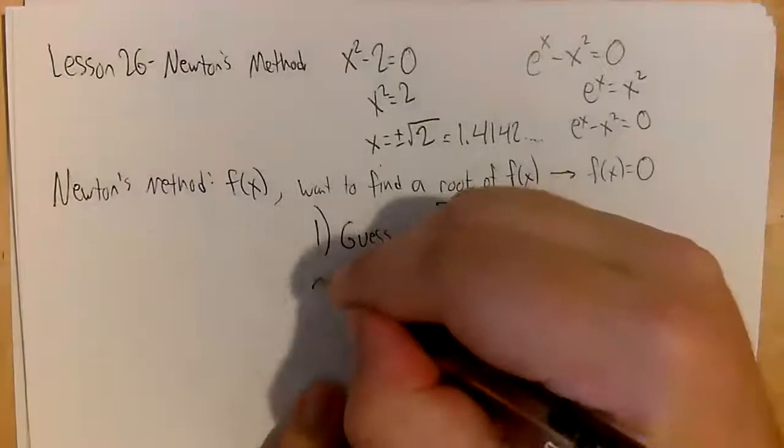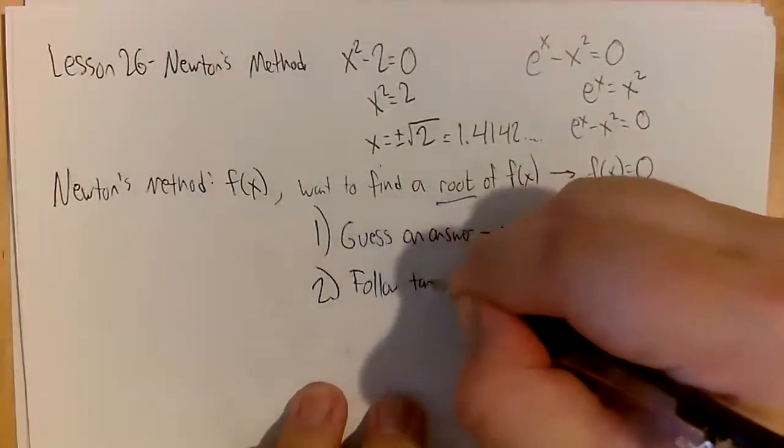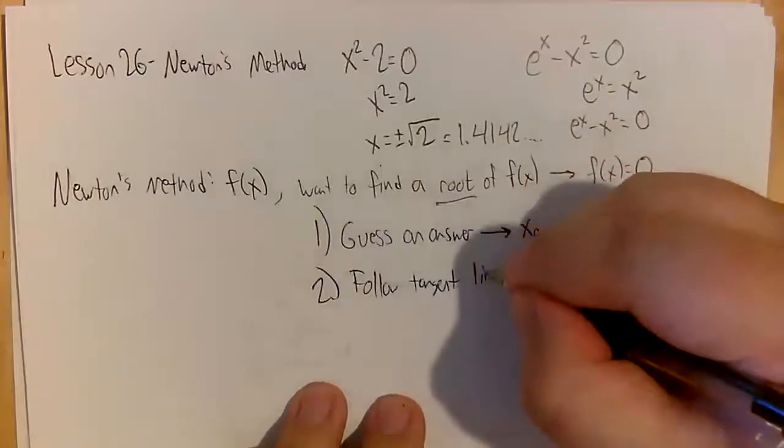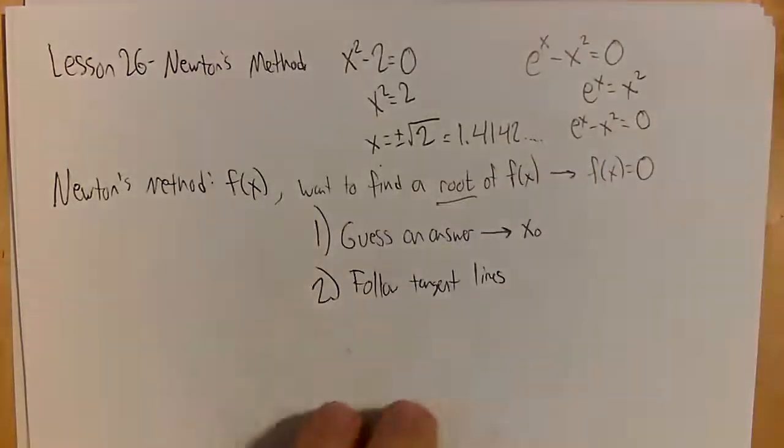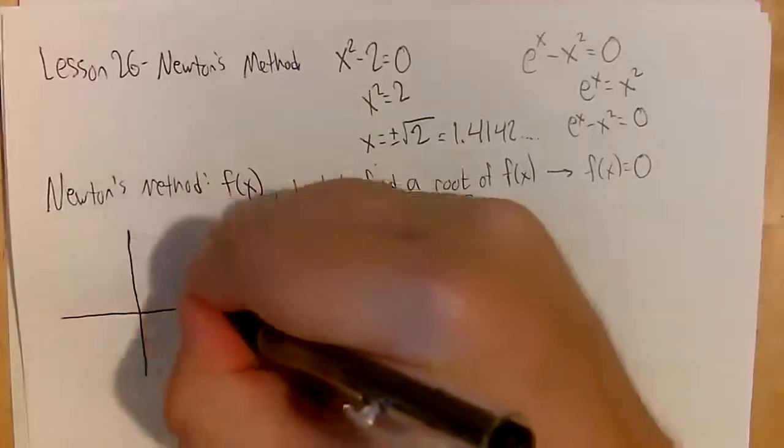All right, and then the next thing we do is we follow tangent lines. So what we do is we follow tangent lines starting at where we have our initial guess, and this will lead us towards a more accurate example or a more accurate approximation. So here's graphically what's happening.